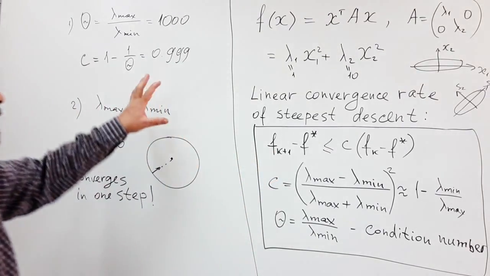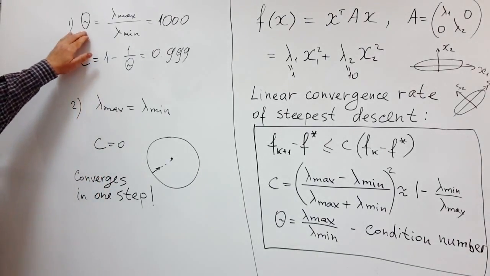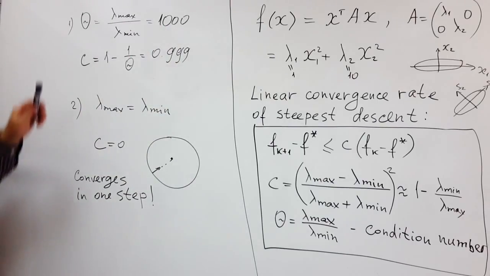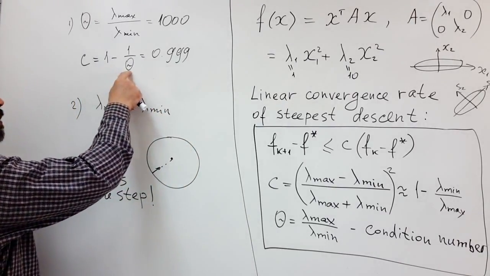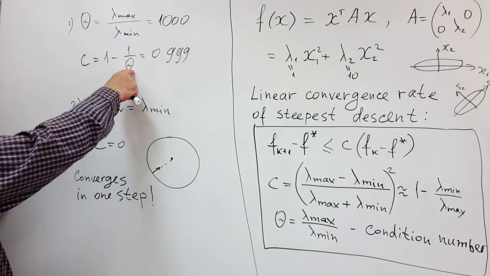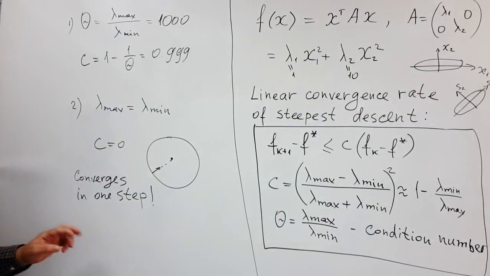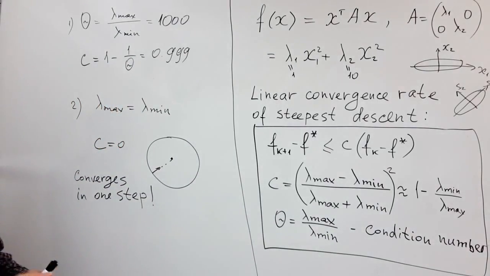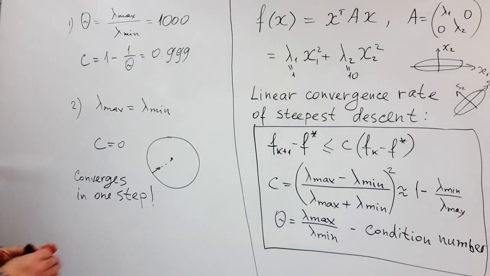Let us consider a numerical example to understand the meaning of this formula. For example, let's consider a matrix with condition number 1000. Then the convergence rate is 1 minus lambda min divided by lambda max, that is, 1 minus 1 over theta. It will be 0.999. It means that the discrepancy of our objective function will decrease very slowly, and it will take many steps of steepest descent to get to some reasonable accuracy.